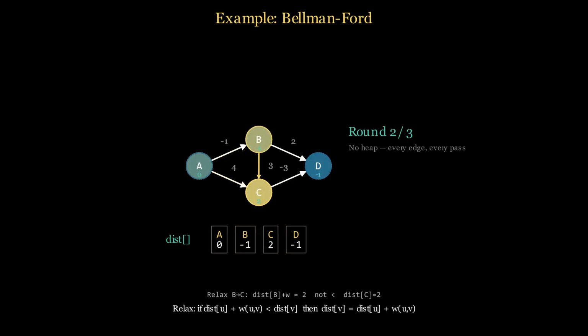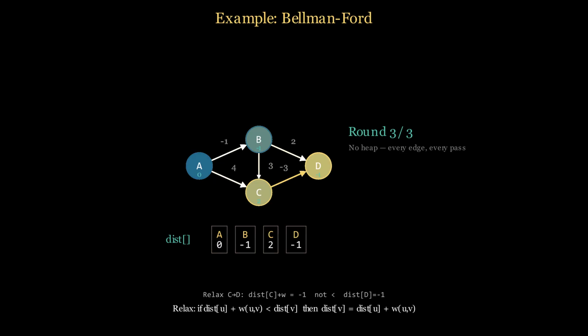Relax from B to C, weight 3. Distance to C is 2, -1 plus 3 equals 2, which is not strictly less, so no update. Relax from B to D, weight 2. Distance to D is -1, -1 plus 2 equals 1, which is not strictly less, so no update. Relax from C to D, weight -3. Distance to D is -1, 2 plus -3 equals -1, which is not strictly less, so no update.